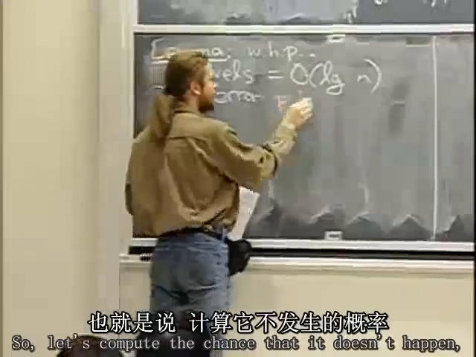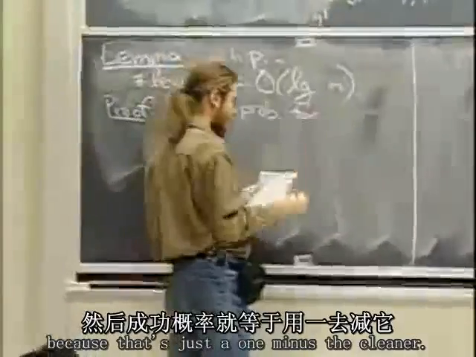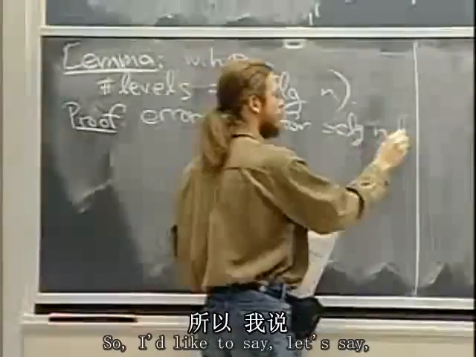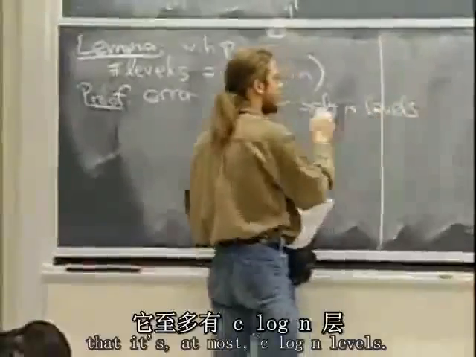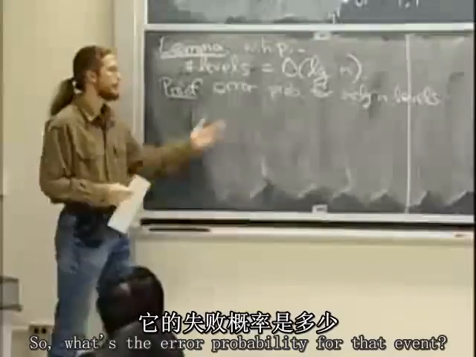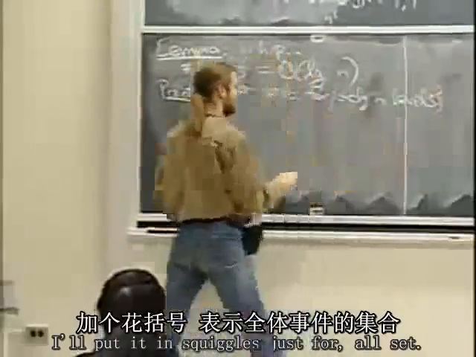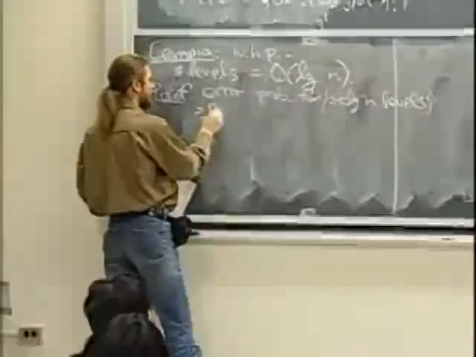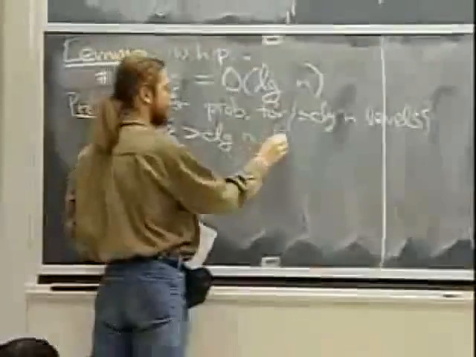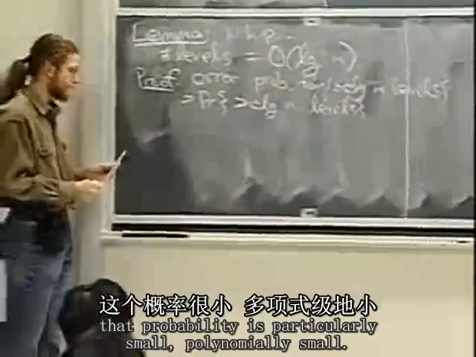So let's compute the chance that it doesn't happen, the error probability, because that's just a 1 minus. A little bit cleaner. So I'd like to say, let's say that it's at most C log n levels. So what's the error probability for that event? Okay, this is sort of an event. Put it in squiggles just for offset. This is the probability that there are strictly greater than C log n levels. So I want to say that that probability is particularly small, polynomially small.